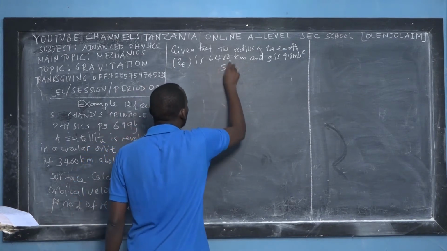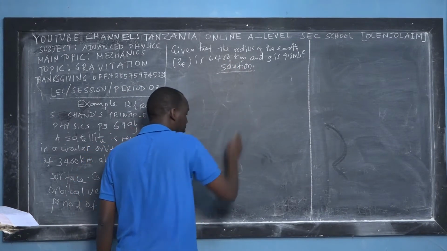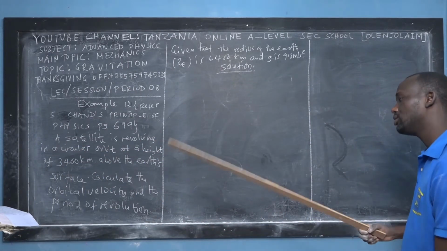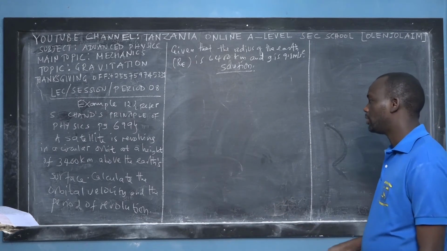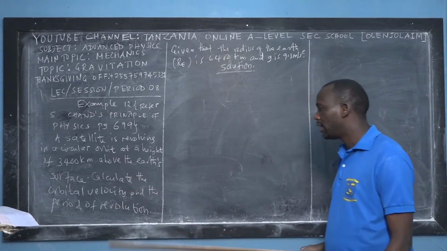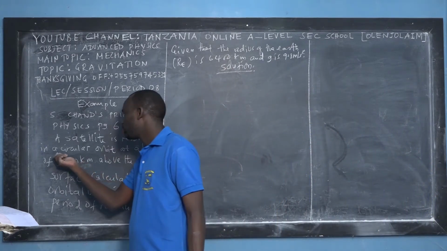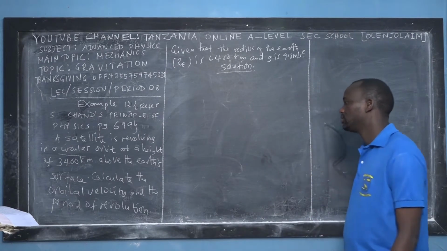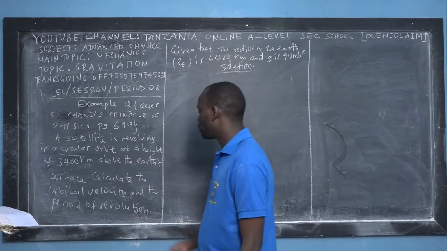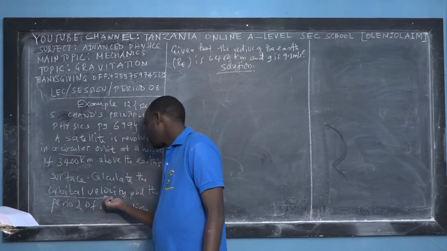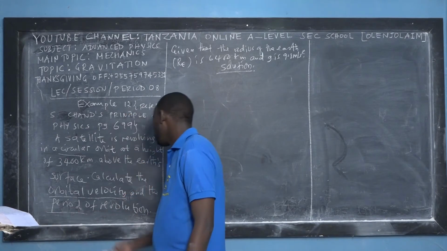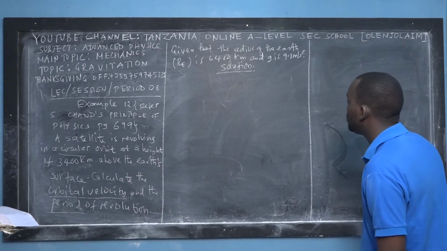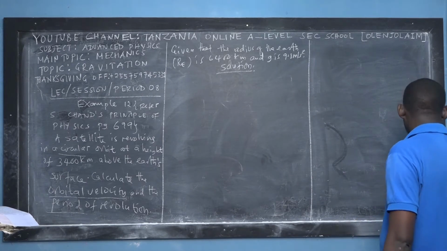So, solution. Let me read the question carefully, the way it is. It's a little bit tricky, and you see it has two parts. A satellite is revolving in a circular orbit, so you have to know the orbit is not spherical, it's circular, at a height of 3,400 kilometers above the Earth's surface. Calculate the orbital velocity and the period of revolution of the satellite, given that the radius of the Earth is 6,400 kilometers and the acceleration due to gravity is 9.8.